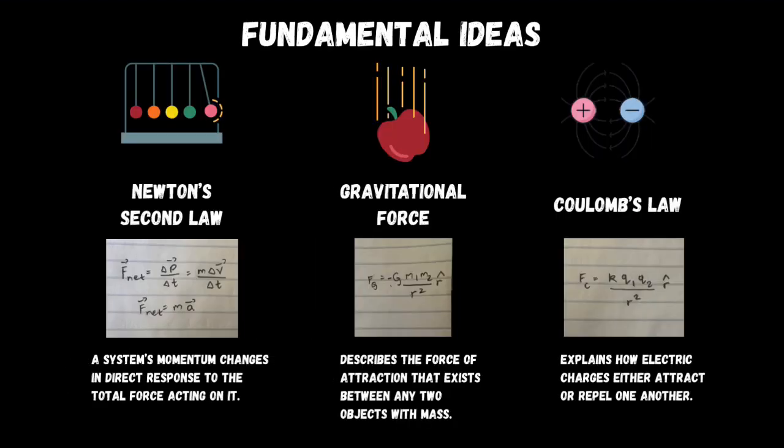There were three fundamental ideas used during this lab. One of them was Newton's second law, which states that a system's momentum changes in direct response to the total force acting on it, and its equation was F net equals the change in momentum over the change in time. The second was gravitational force, which describes the force of attraction that exists between any two objects of mass, and its equation is negative big G times mass 1 times mass 2 over the distance squared. And the third idea was Coulomb's law, which explains how electric charges either attract or repel one another, and its equation was K times charge 1 times charge 2 over the distance squared.